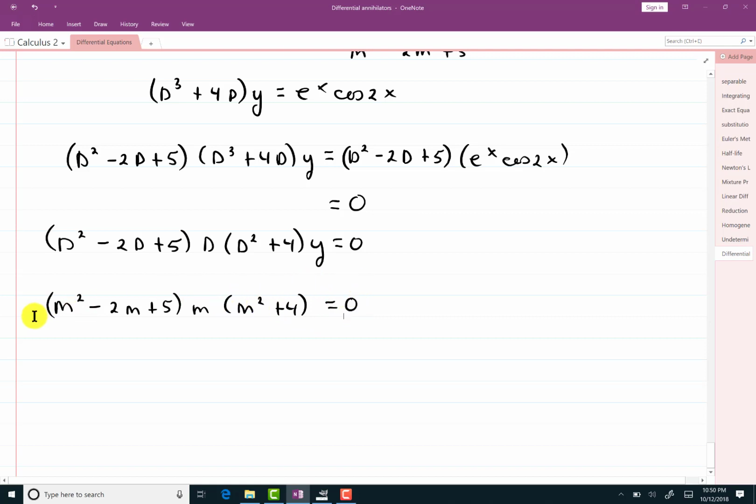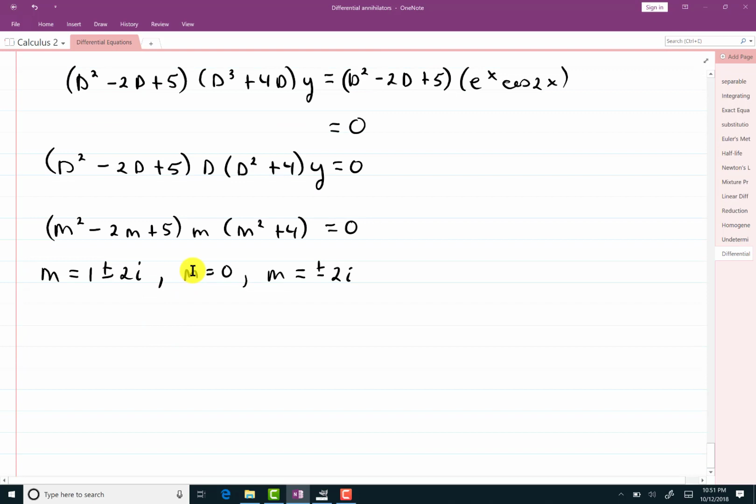Then this part right here, we already did this. M equals 1 plus and minus 2i. Here we have a 0. M equals 0. And then over here, we have m equals plus and minus 2i. So the ones that were originally part of the y sub c are these guys.